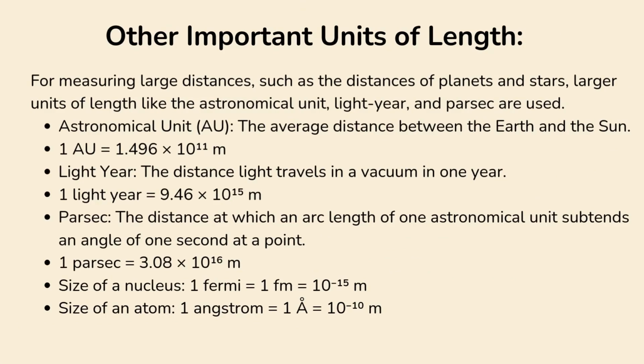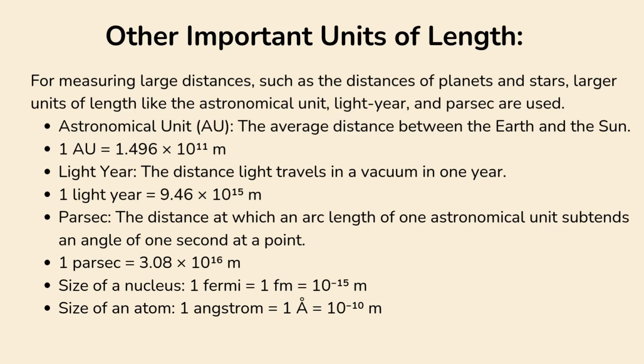Other important units of length. For measuring large distances, such as the distances of planets and stars, larger units of length like the astronomical unit, light year, and parsec are used. Astronomical unit, the average distance between the Earth and the Sun. 1 astronomical unit is equal to 1.496 times 10 to the power 11 meters. Light year, the distance light travels in a vacuum in 1 year. 1 light year is equal to 9.46 times 10 to the power 15 meters.